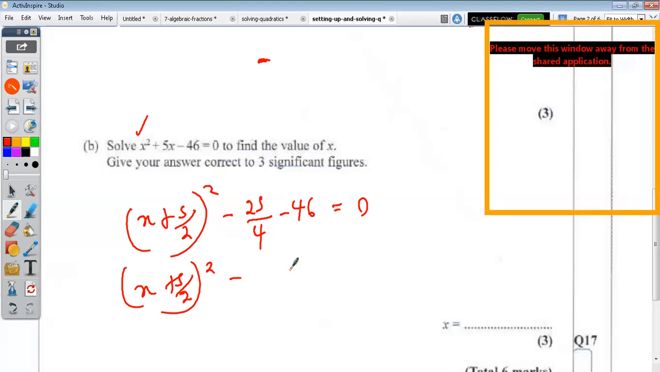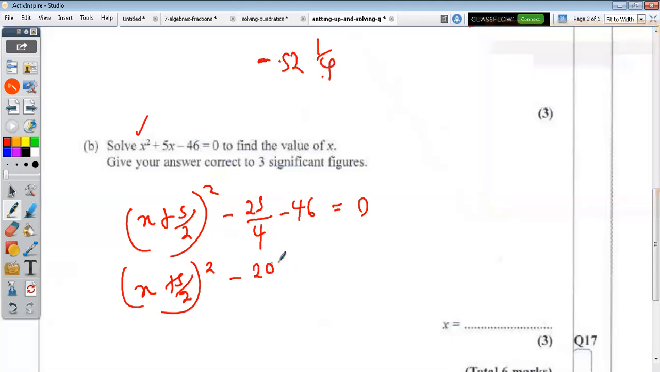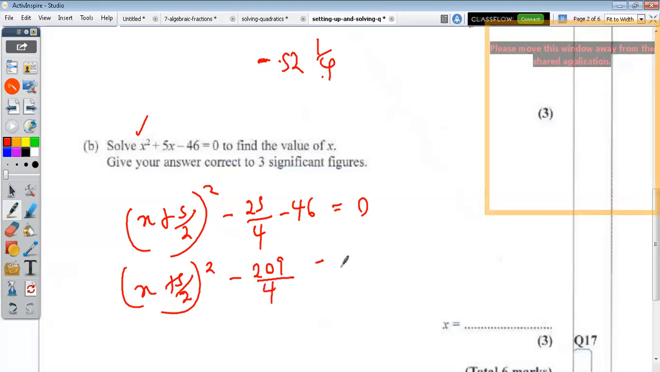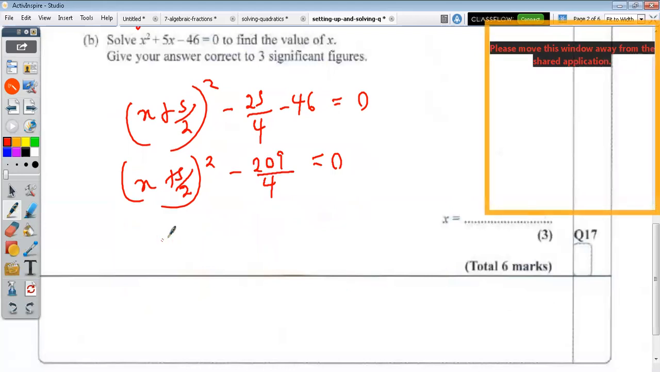You're getting something like this from a calculator. You want the improper. You multiply this by 4 plus 1, that is 209. 209 over 4. Yeah, that's what you're talking about here. Then move that the other side, x plus 5 over 2 squared is equal to 209 over 4.